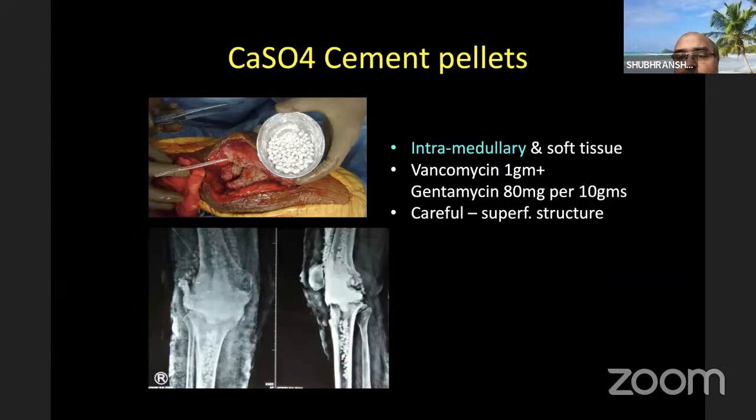But be careful not to put it in the superficial structures, superficial to the quadriceps tendon, because that may lead to sterile discharge during the post-operative period. And of course, that heals with dressing, but that always gets confused with recurrence of the infection. So always put the calcium sulfate pellets inside the intramedullary canal, in the suprapatellar pouch, and in the parapatellar gutters.